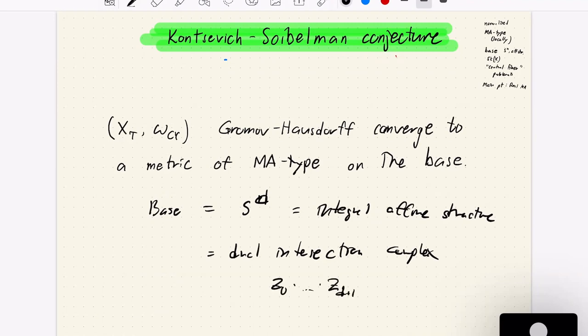So what do I mean by the dual intersection complex? The central fiber. Let's say we draw this in, again, d equals 1. Then at the central fiber, we had these three hyperplanes. To draw the dual intersection complex of this, for each of these divisors, H1, H2, and H3, I put a vertex here. And then for each intersection, I add an edge between them.